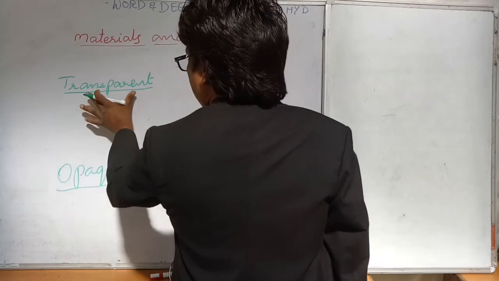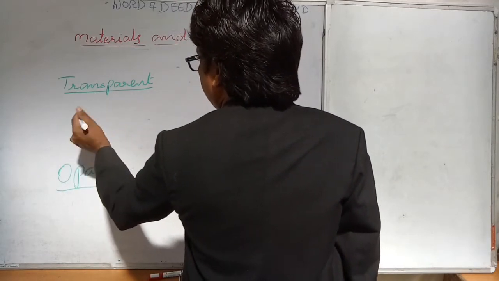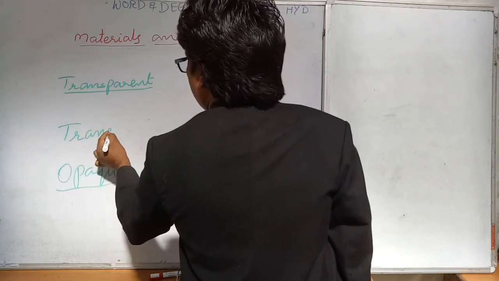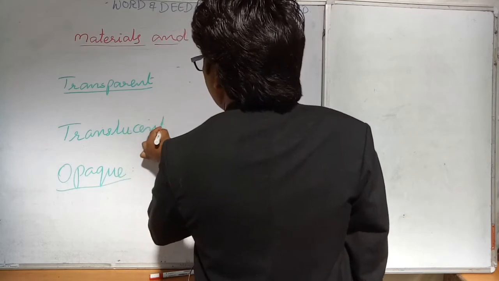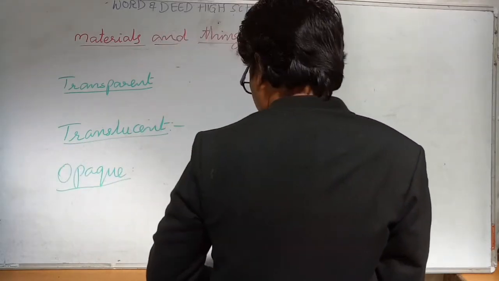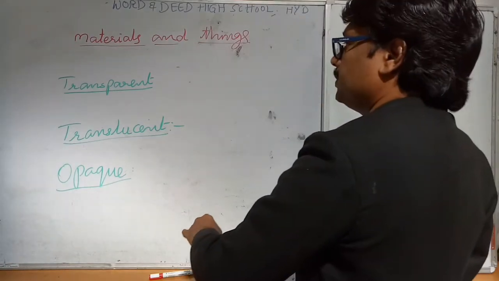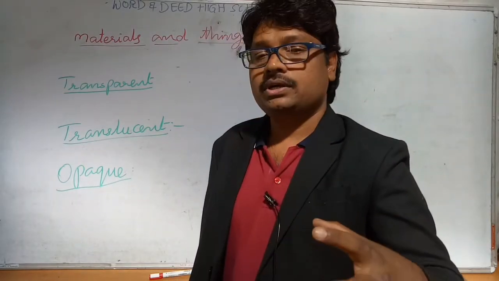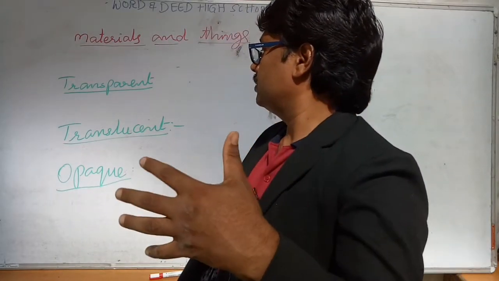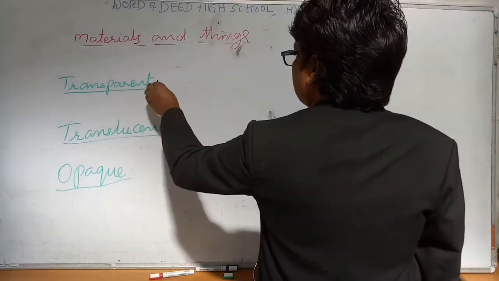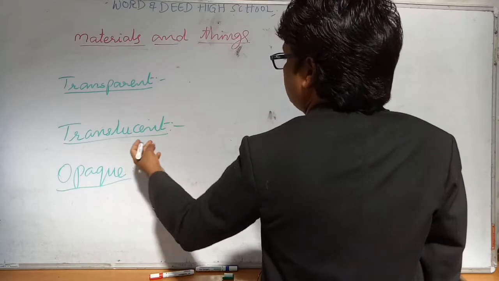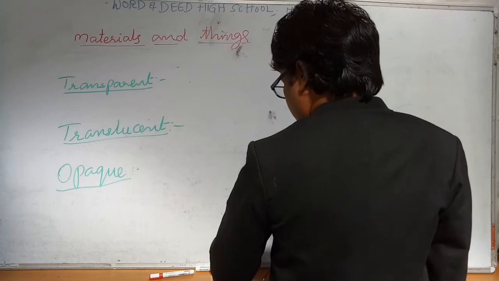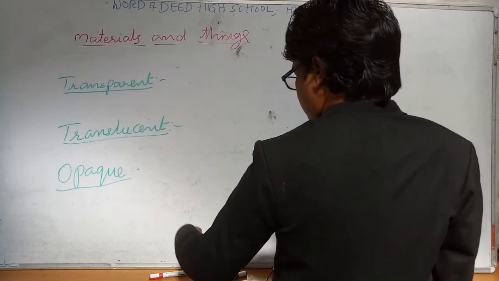And here I said some part of light can be passed through the materials. The materials are called translucent. Got it, students? Remember the terms and the definitions of these terms, students. What are transparent materials? What are translucent materials? And what are opaque materials? You want me to write the definition here, students? Yeah.